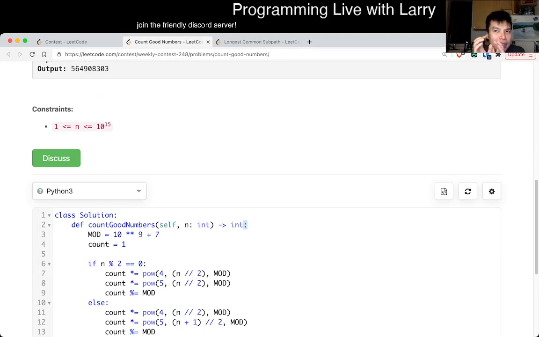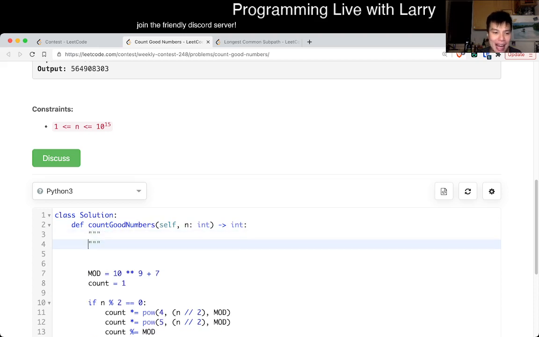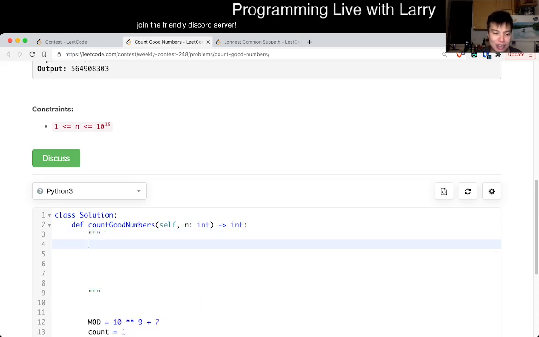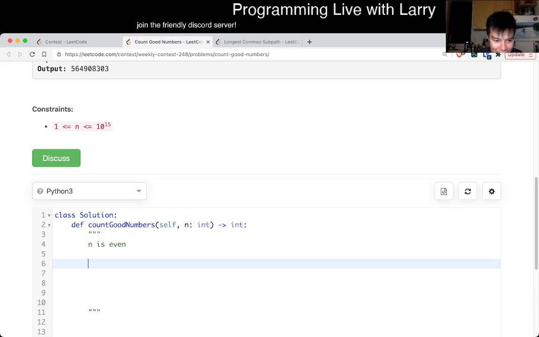So basically, the idea is that, okay, if you have a number of n digits, all the digits are independent of each other, right? And if they're independent of each other, then the pattern is easy to do. Let's say n is even, right? Then you have, let's say we have six digits, but then you can now separate them into two parts, right? The odd digits and the even digits. And of course, they're both going to be n over 2 length each.